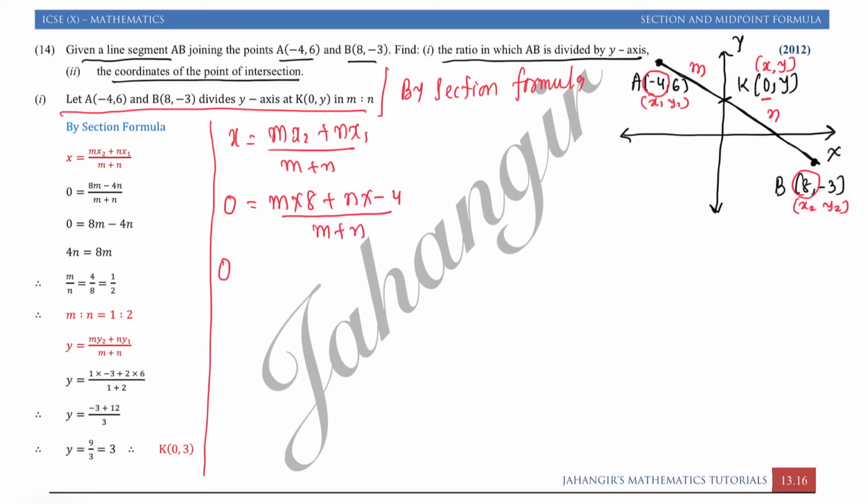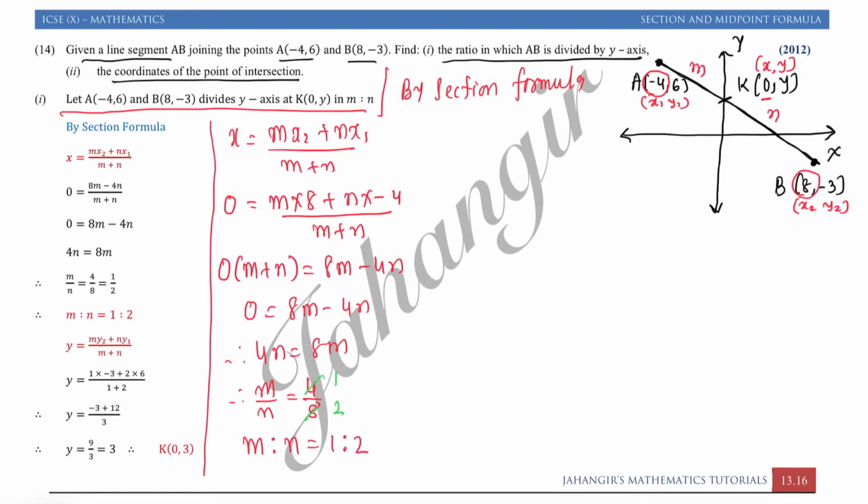So if we cross multiply m plus n with 0, I will get 0 is equal to 8m minus 4n. So therefore I can say 4n is equal to 8m. So therefore m upon n is equal to 4 by 8. We can cancel it out, 1 by 2. So therefore m is to n is equal to 1 is to 2. We got the m value. Let us write it down.